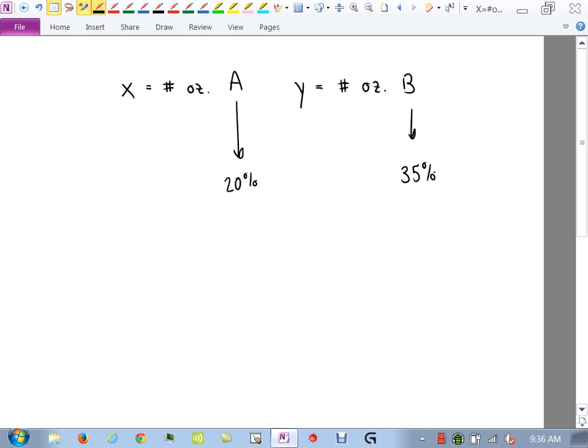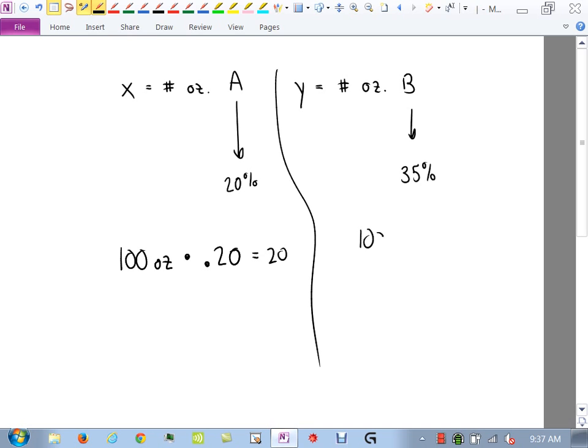So if I pour 100 ounces of A, 20 of those ounces should be sugar. If I pour 100 ounces of B, how many ounces would be sugar? 35. Do you follow that? All you're doing is taking, as the example, 100 ounces of A and multiplying it times 0.20. Isn't 0.20 20%? If you multiply it out on your calculator, you get 20. Same thing over here. If I do 100 ounces times 0.35, that gives me 35.